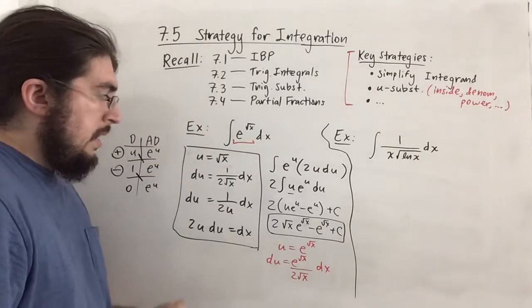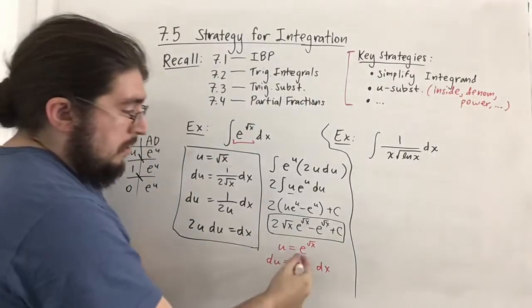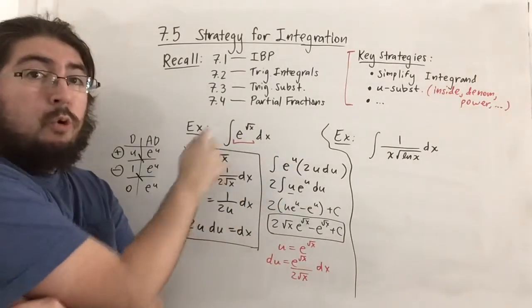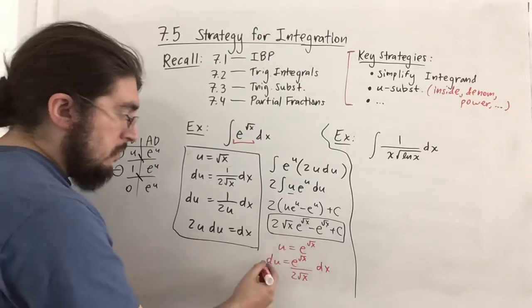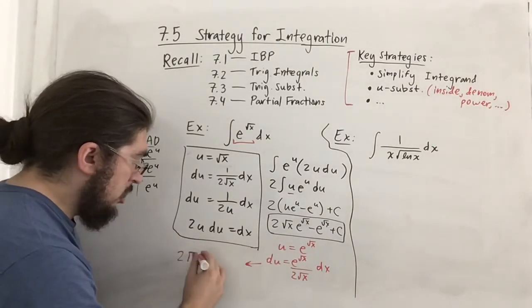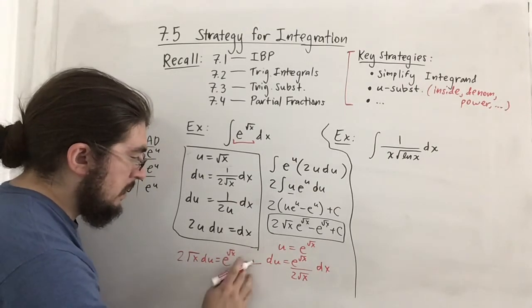Okay, so the really nice thing about this is that actually the numerator here, e to the radical x dx, is equal to the whole thing. So you can replace it with 2 radical x times du. So in other words, if you multiply that 2 radical x to the other side, you get 2 radical x du is equal to e to the radical x times dx.